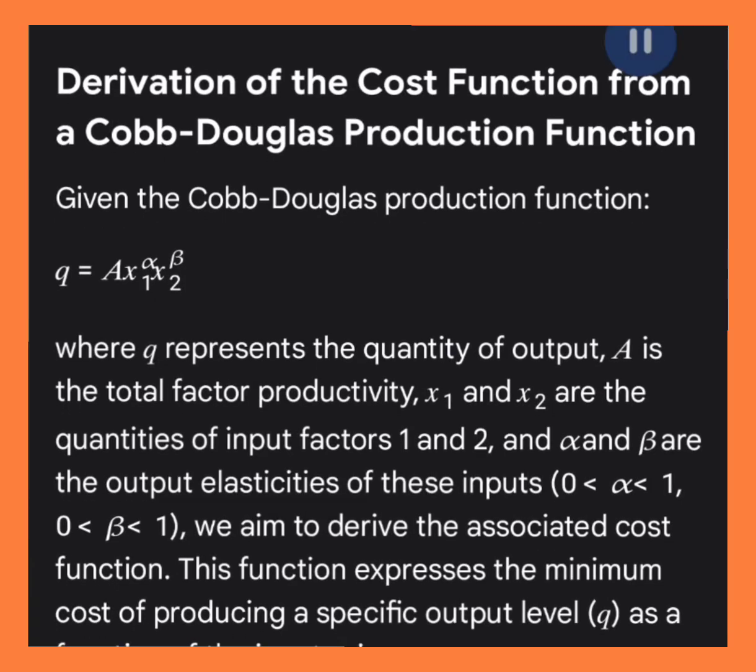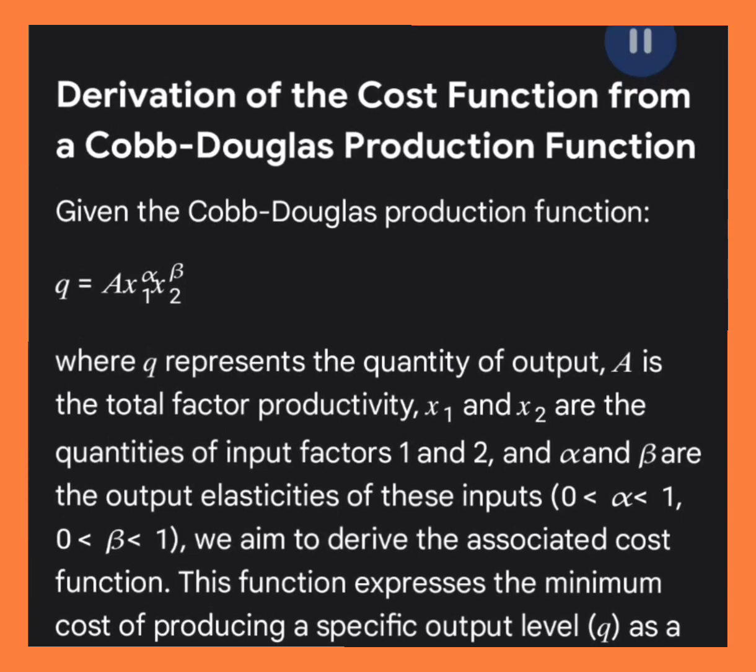Derivation of the cost function from a Cobb-Douglas production function. Given the Cobb-Douglas production function, where Q represents the quantity of output, A is the total factor productivity, X_1 and X_2 are the quantities of input factors 1 and 2, and alpha and beta are the output elasticities of these inputs, 0 < alpha < 1, 0 < beta < 1. We aim to derive the associated cost function.